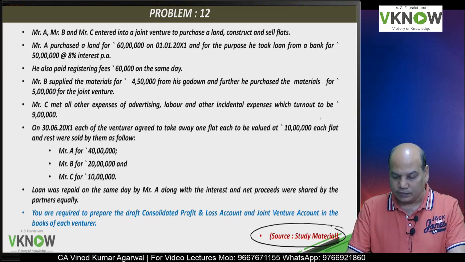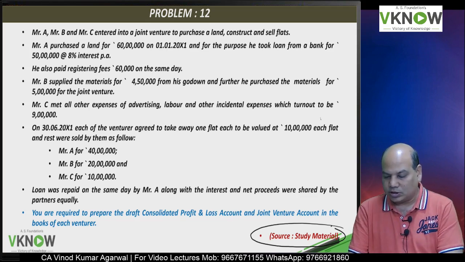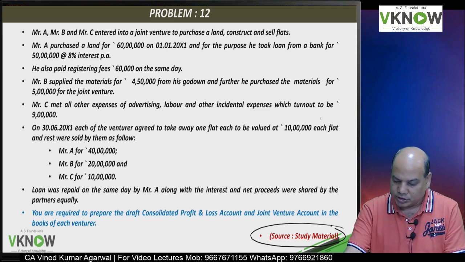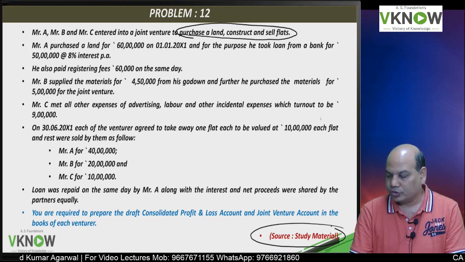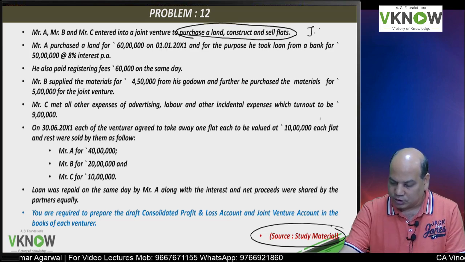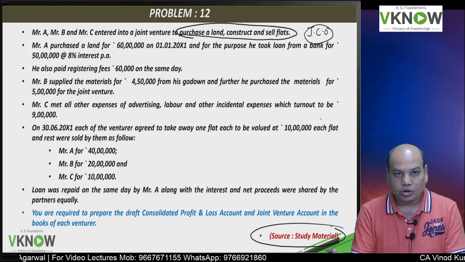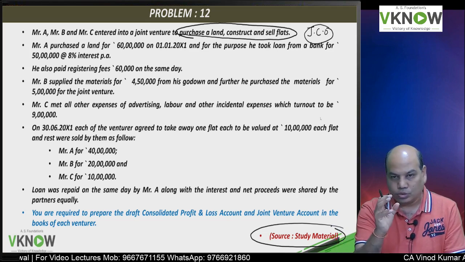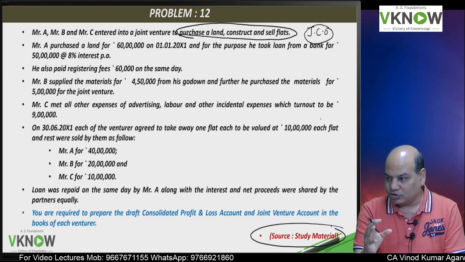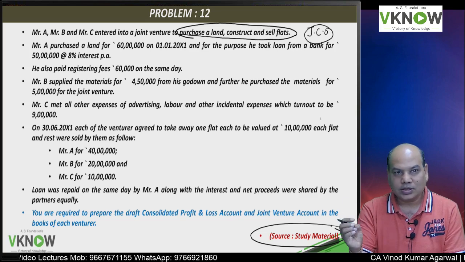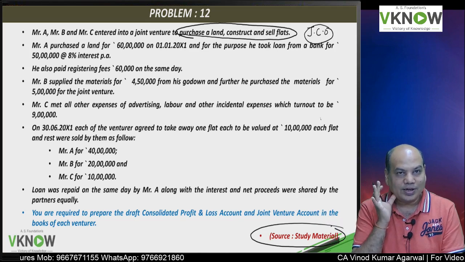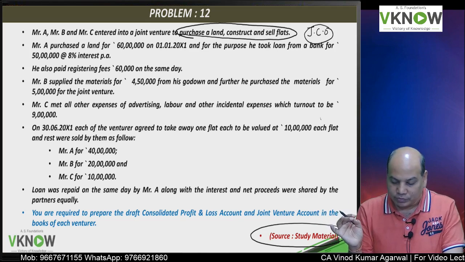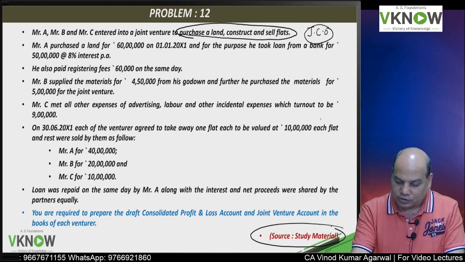If Mr. A, Mr. B and Mr. C entered into a joint venture to purchase a land, construct and sell flats. So this is an example of JCO. Their operation is to purchase a land, construct and then sell the flats. No new entity is created here. Mr. A purchased the land for 60 lakh.